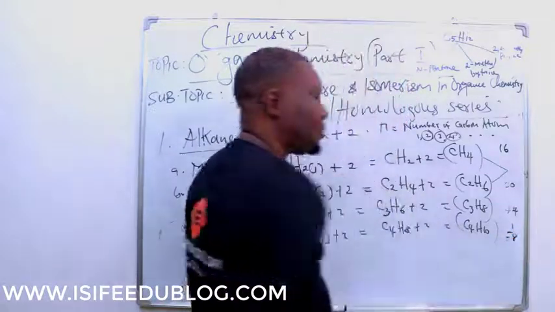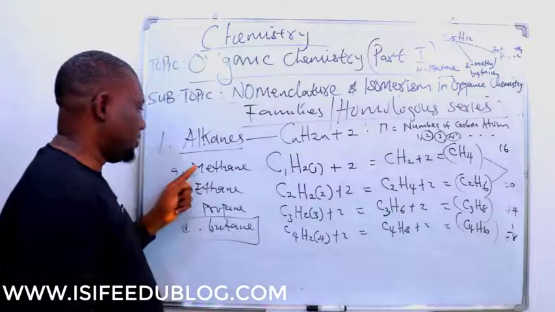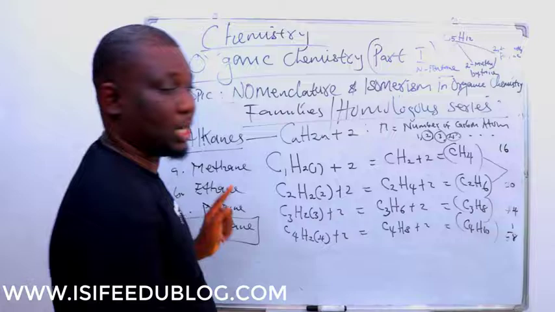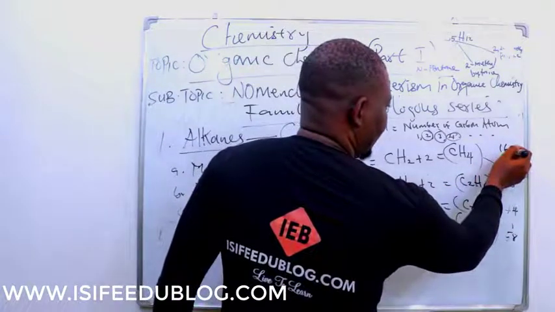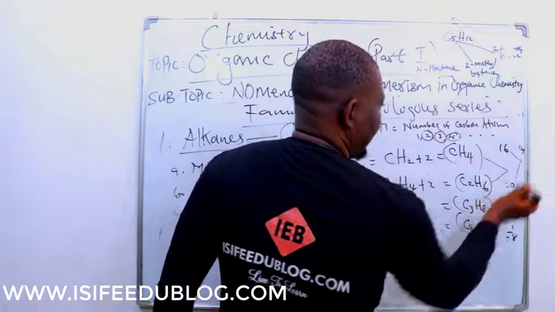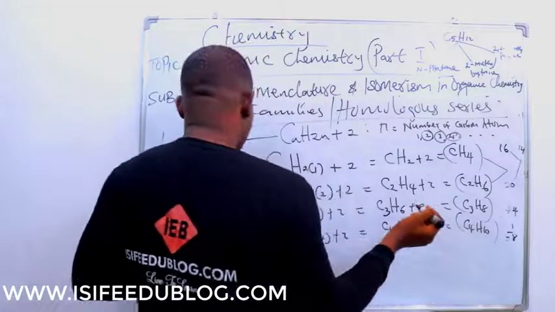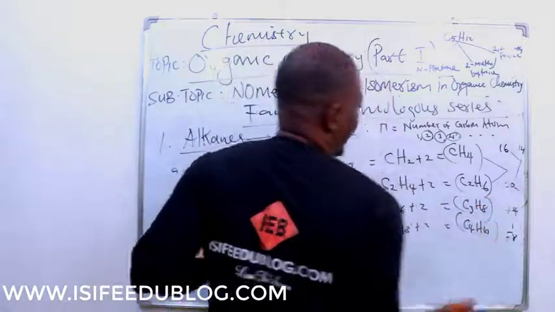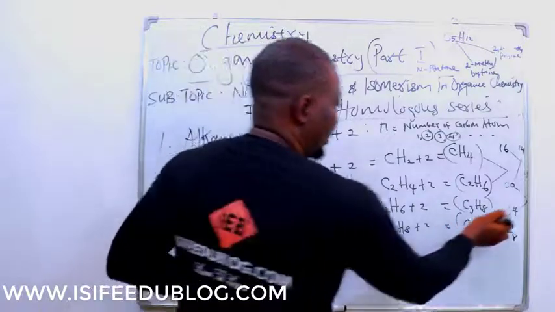Now, the next member after methane is ethane. So what is the difference in the molecular mass? The difference in the molecular mass of methane to ethane is just 14. The difference in the relative molecular mass of ethane and propane is also 14. And the difference in the molecular mass of propane to butane is also 14.